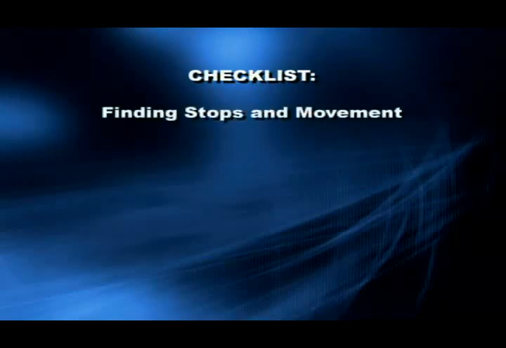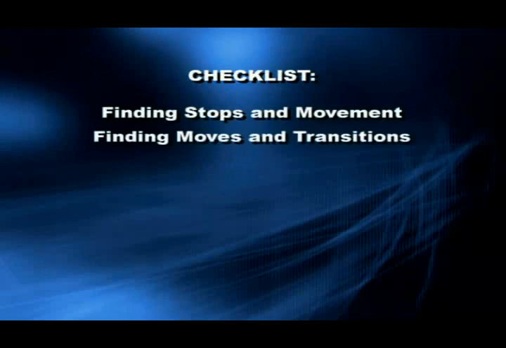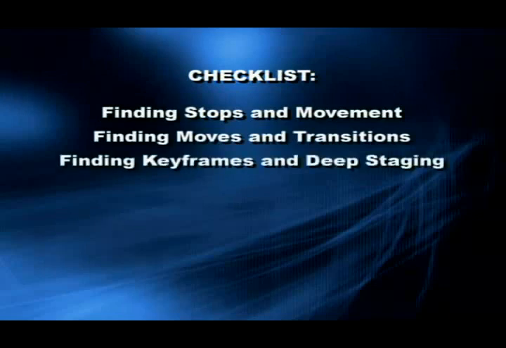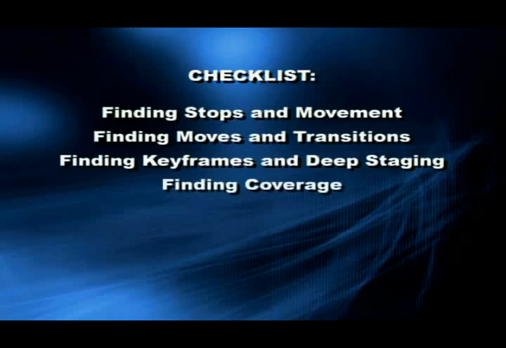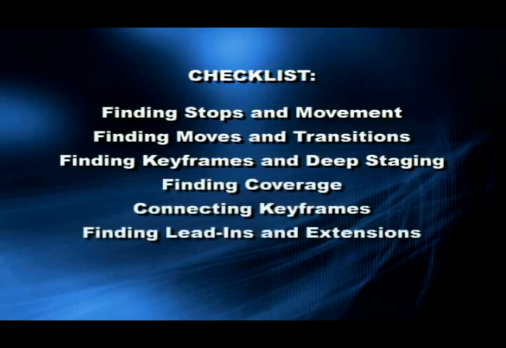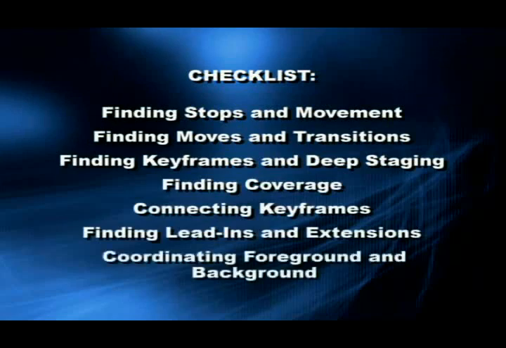In this chapter, we'll create a checklist, or a way to attack scenes, which produces great results for the vast majority of scenes. Let's start by listing the steps and then go over them in more detail. Starting with finding stops and movement, finding moves and transitions, finding keyframes and deep staging, finding coverage, connecting keyframes, finding lead-ins and extensions, and coordinating foreground and background.